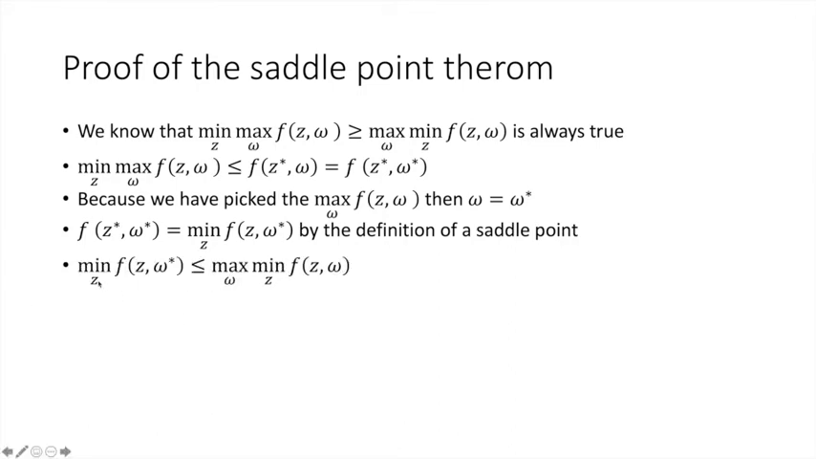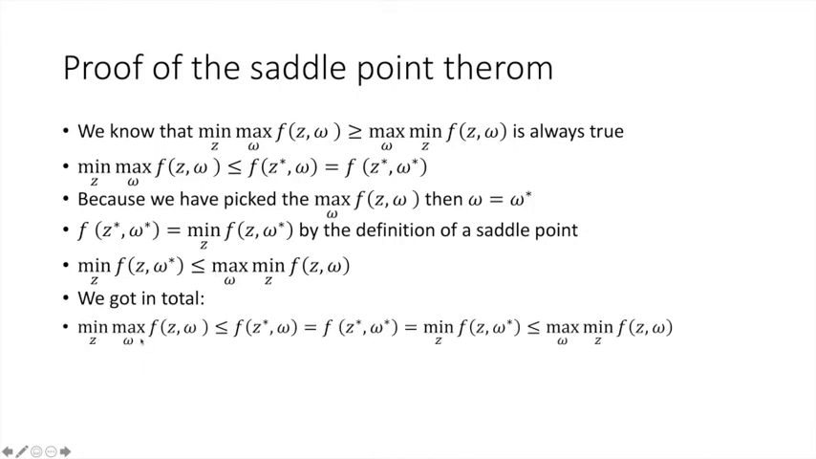And so minimizing over z of f(z, omega star) is smaller or equal to maximizing over omega, minimizing over z of f(z, omega). And we got in total that maximizing over omega and then minimizing over z is smaller or equal to the same omega using z star as the z from the saddle point. That is equal to the saddle point itself, and that is equal to minimizing over z using the omega from the saddle point. That is the same definition.